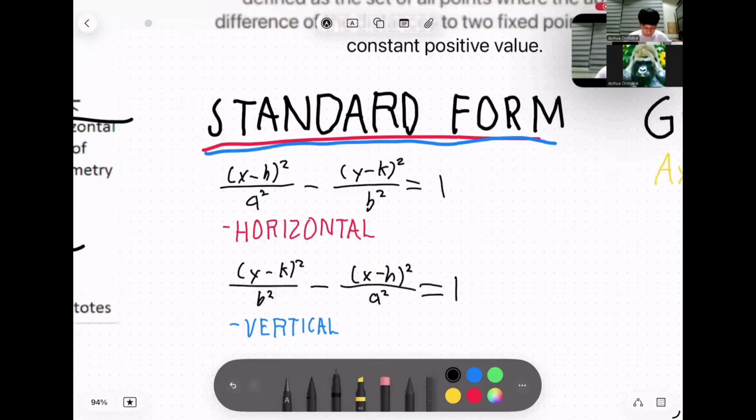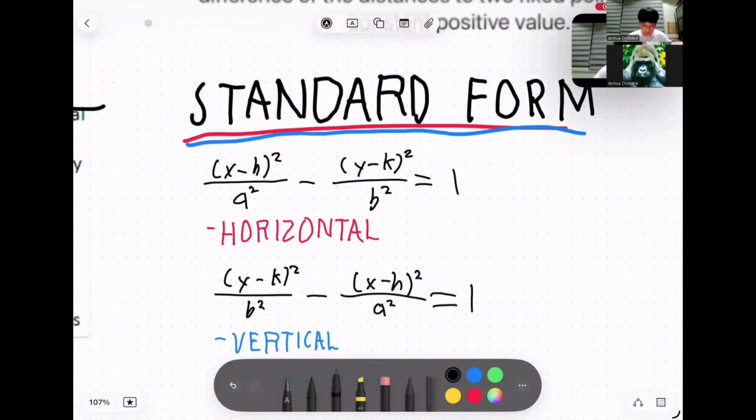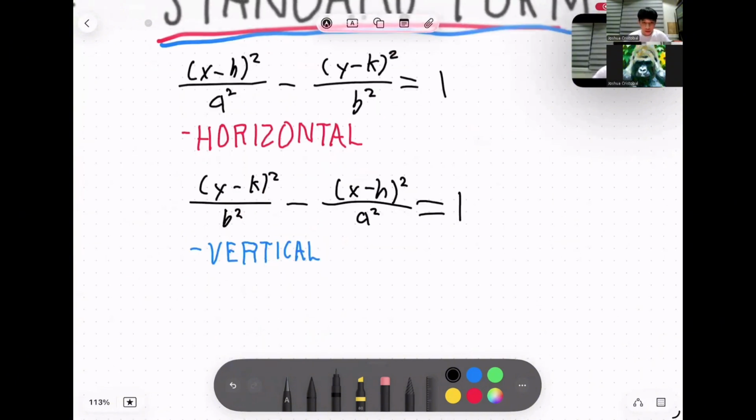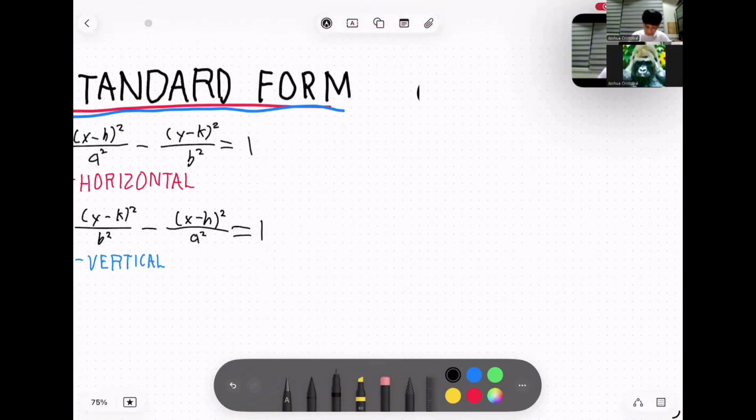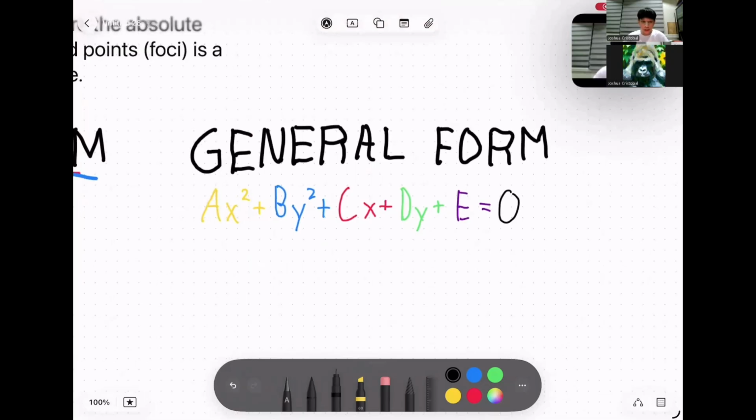For a horizontal hyperbola, the standard form will be the quantity of x minus h squared all over a squared minus y minus k squared all over b squared equals 1. And for a vertical hyperbola, it will be given by the quantity of y minus k squared all over b squared minus the quantity of x minus h squared all over a squared equals to 1. And for its general form, it will be ax² plus by² plus cx plus dy plus e equals to 0.